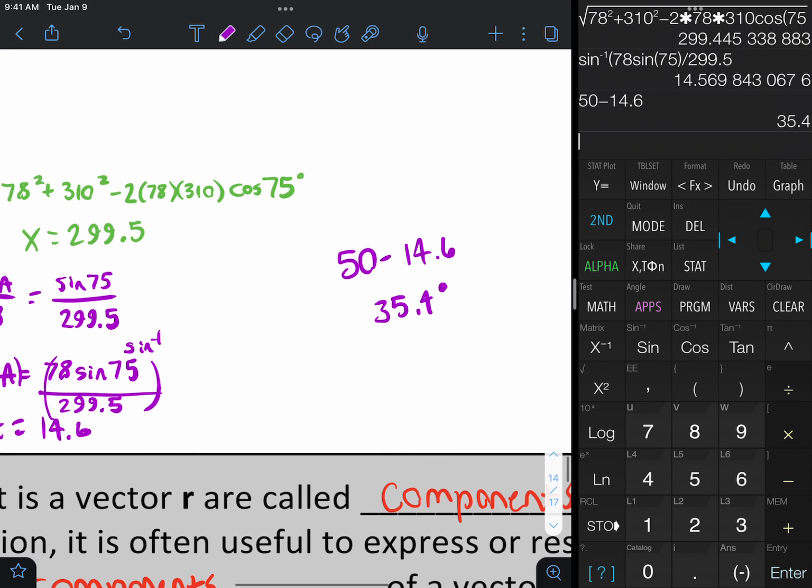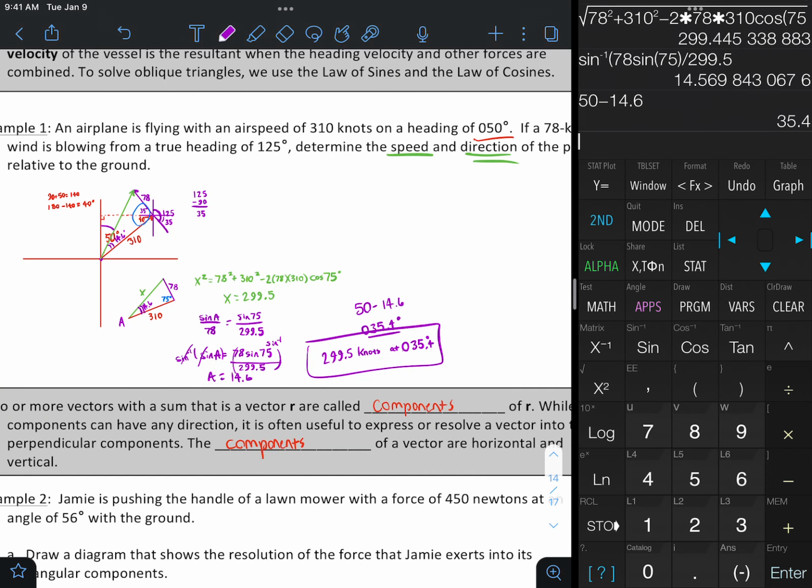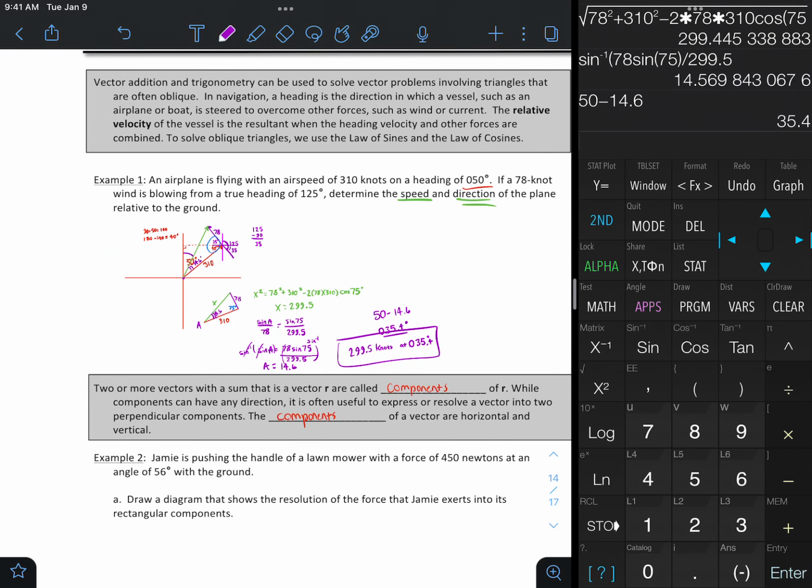So a good way to put this here, you can put 299.5 knots, add a bearing, and this is where you use the three numbers there. So at 035.4 degrees right there. And that would be a good way to write your answer. So make sure you just put your angle in the same kind of format that the problem started out as, and you'll be good there on that.